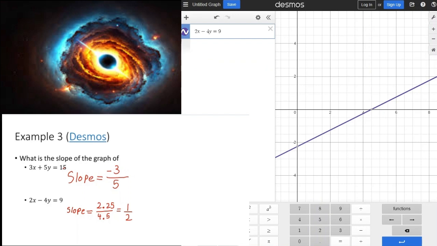And it is best to write your slope as a fraction just to see clearly what the ratio of rise to run is. You can see with the fraction, every time I move right 2 units, I have to go up 1 unit.